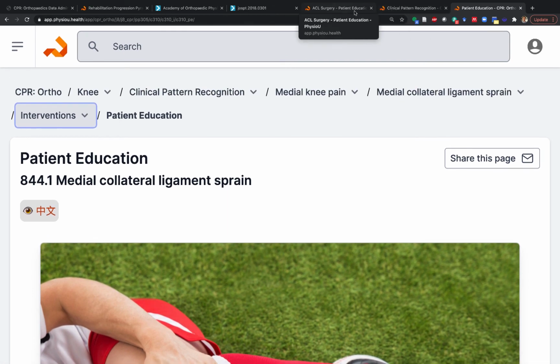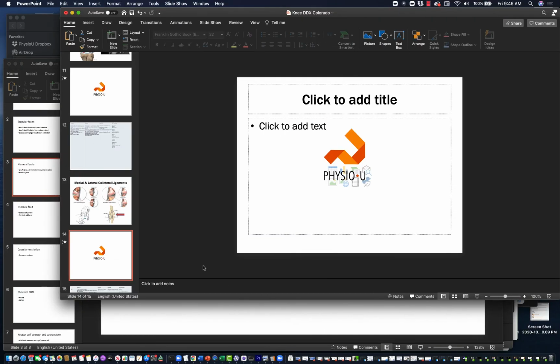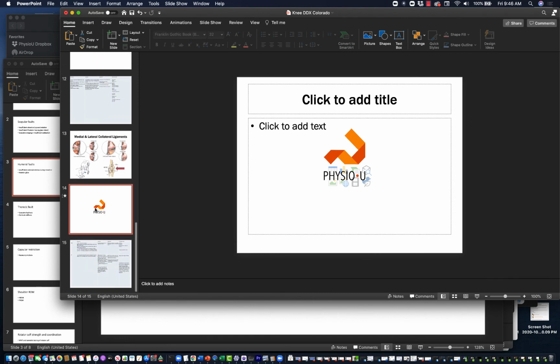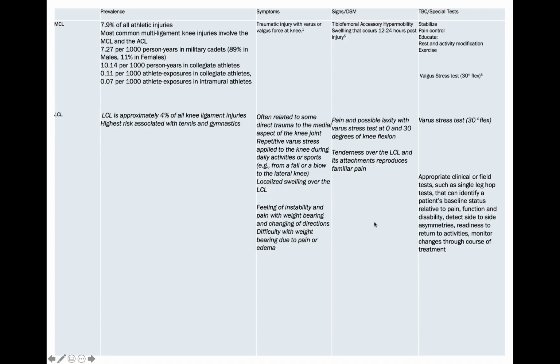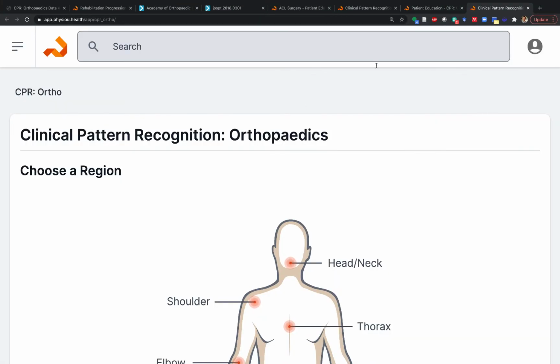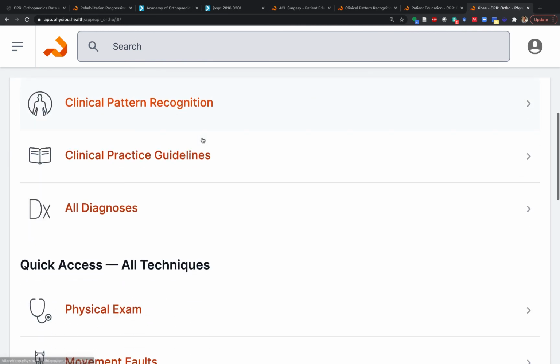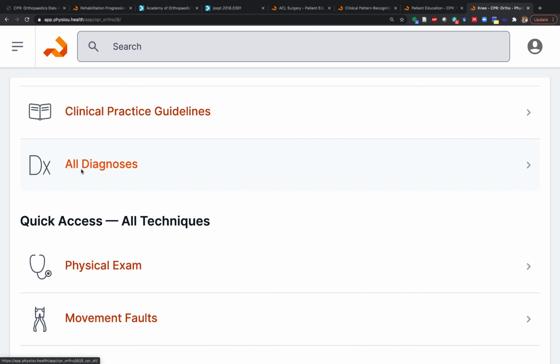If I talk briefly about LCL, in fact, let's go back to the PowerPoint just for a second so I can reorient you. Here in the table, what I've done is I've put LCL here and MCL here. But remember, a lot of these treatment categories, stabilize, pain control, exercise, a lot of these relate to both. In fact, they're very similar to the ACL group as well, or PCL. So if I go back to the knee, we're just going to watch a couple of quick things and then we'll be done.